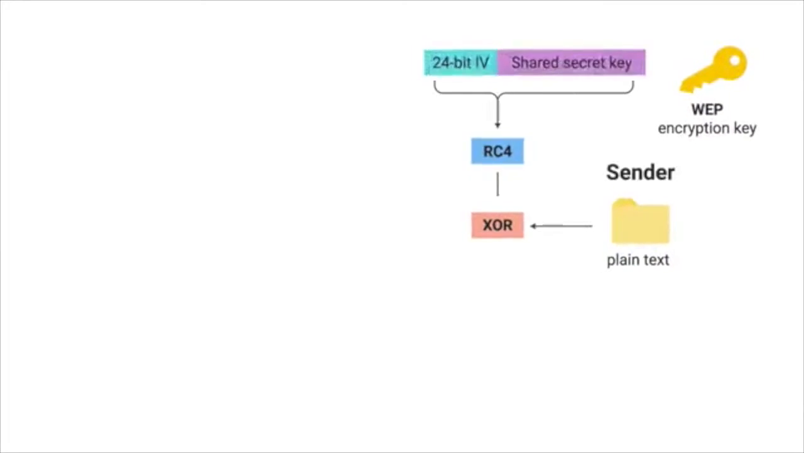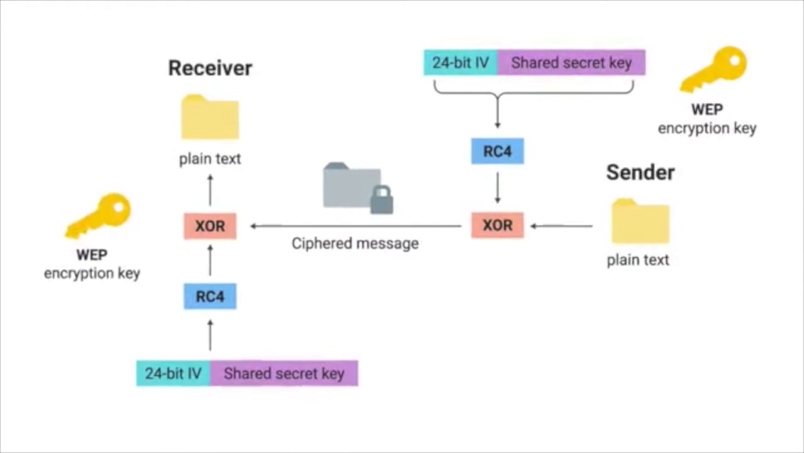WEP used the RC4 symmetric stream cipher for encryption. It used either a 40-bit or 104-bit shared key where the encryption key for individual packets was derived. The actual encryption key for each packet was computed by taking the user-supplied shared key and then joining a 24-bit initialization vector, or IV for short. It's a randomized bit of data to avoid reusing the same encryption key between packets.